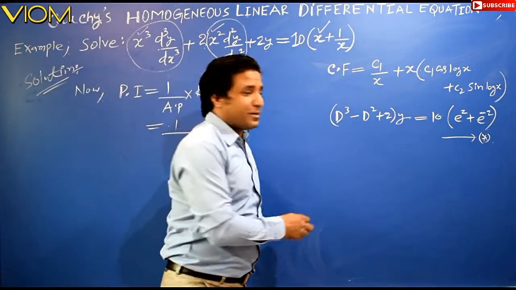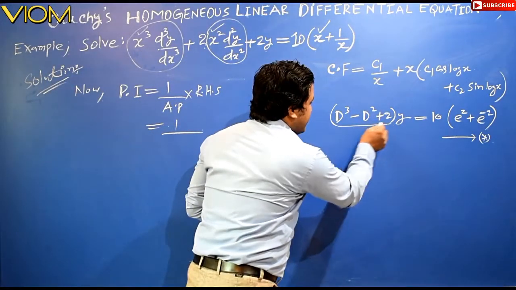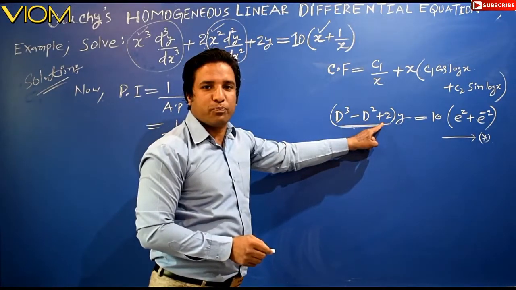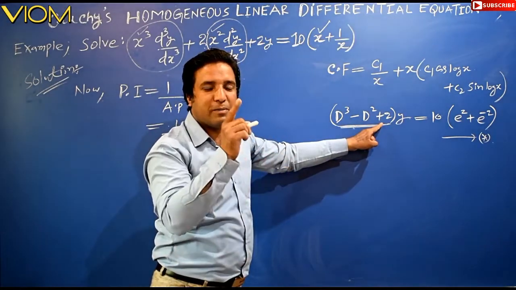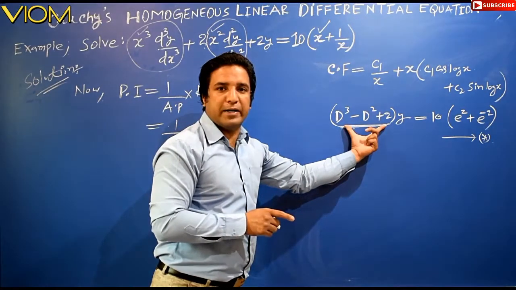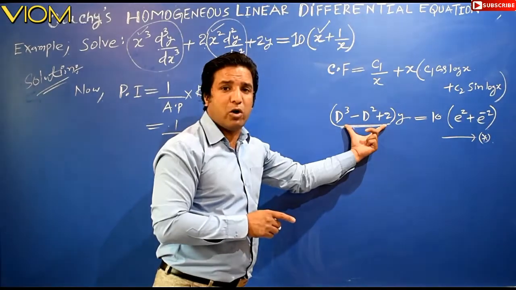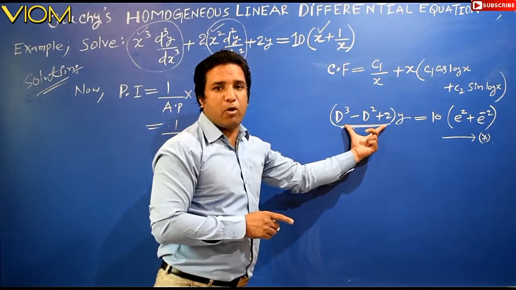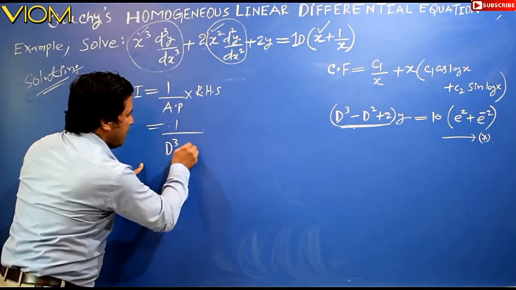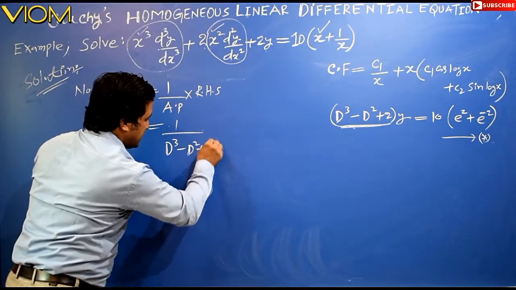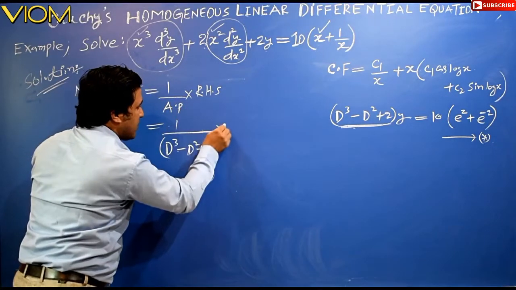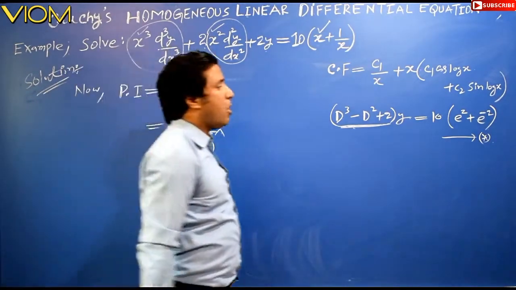What is the auxiliary polynomial? You know that. The coefficient of y here is d cube minus d square plus 2. When you equate it to 0, this becomes an auxiliary equation. When you take this without equating to anything, it is a polynomial, known as an auxiliary polynomial. You will paste here d cube minus d square plus 2 as it is, multiplication of the right hand side. What is the right hand side of the given differential equation?